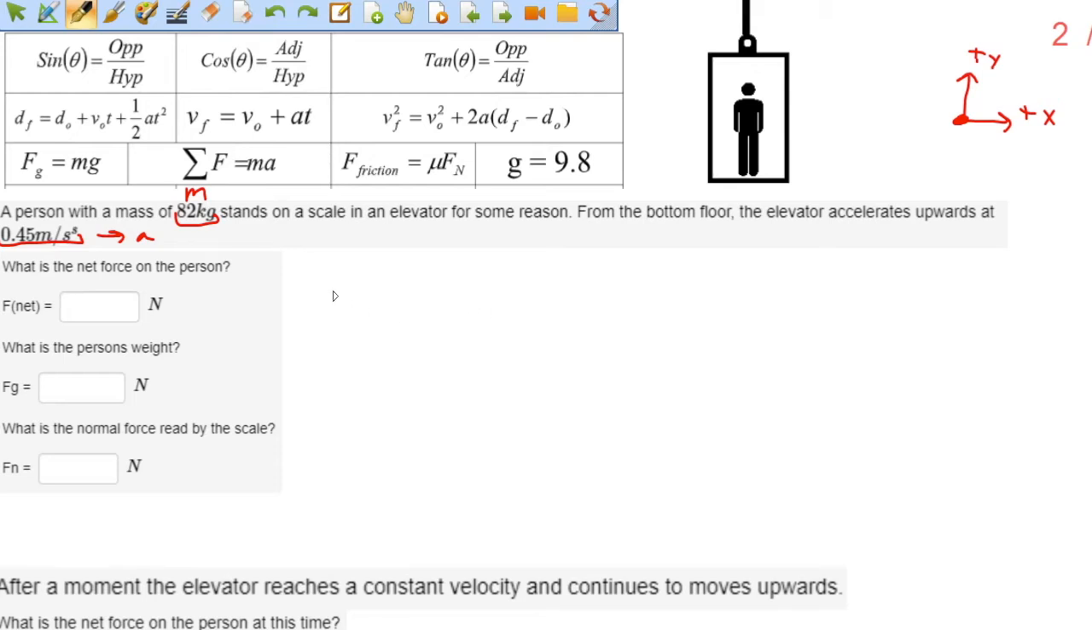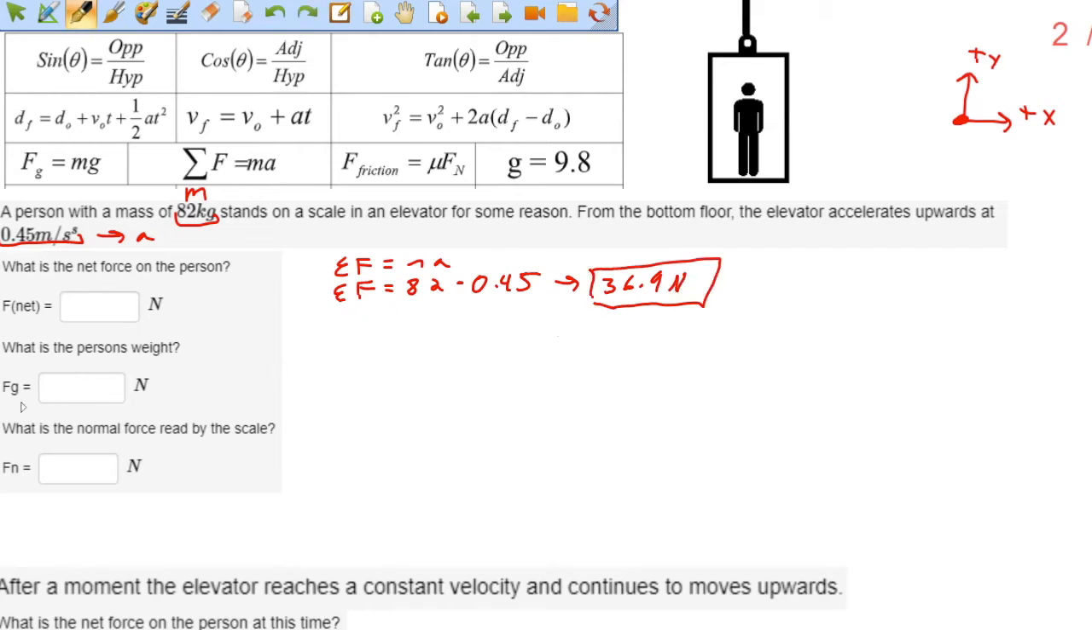First question says, what is the net force on that person? Well, we know net force is equal to mass times acceleration. We just said that the mass of this person is 82 kilograms, and the acceleration is 0.45 meters per second squared. We solve and we find out that the net force on this person in the elevator should be 36.9 newtons. So it asks us, what is the person's weight?